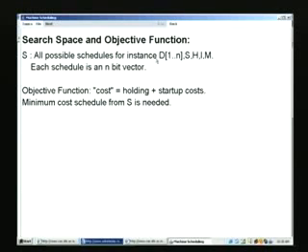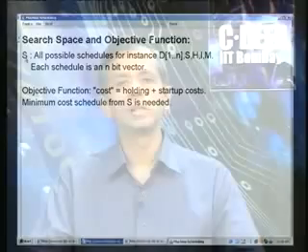So an instance is defined as D, S, H, I, M, where D is a vector of n elements. If it helps us to think about it, we'll think of each schedule as being an n-bit vector. So each bit specifies whether the machine is to be on or off on the corresponding day. The objective function is a cost, and it just consists of the sum of the holding and the startup costs. And our goal is to get the minimum cost schedule from this space S.